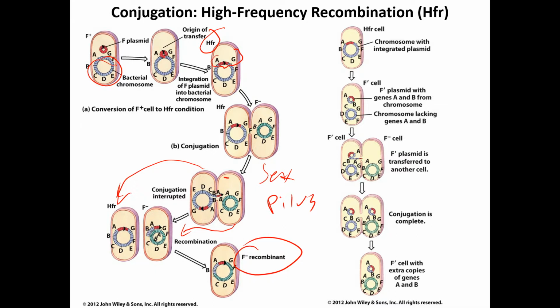So let's take this cell here and give you another example. HFR cell, and you have an F prime cell.